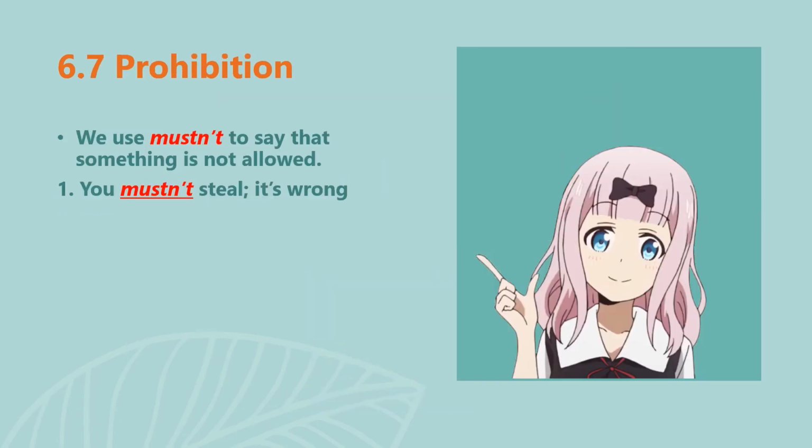Okay, I hope you're still with me. Next we have 6.7, prohibition, larangan atau tidak membenarkan, tidak dibenarkan. We use mustn't to say that something is not allowed. Mustn't is short form from must not.